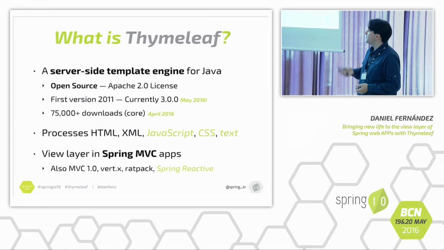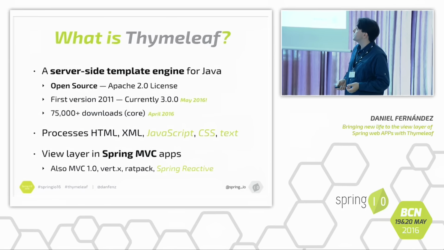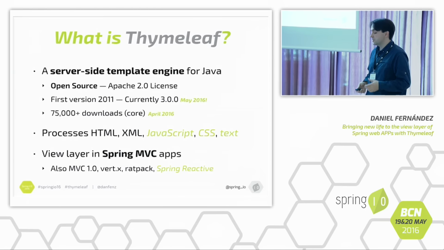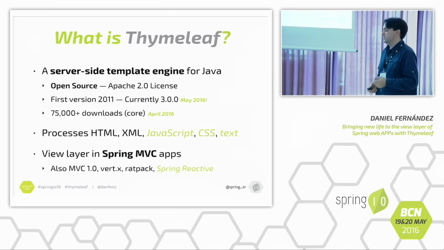So it is a very young project. The first version was in 2011. We've only been working on it for 5 years now. We've just, as I told you, released version 3.0.0, which is a huge leap. Nowadays, we have about 75,000 downloads, the core only without the extensions, and it processes HTML, XML, and as of Thymeleaf 3, it processes JavaScript, CSS, and text also.